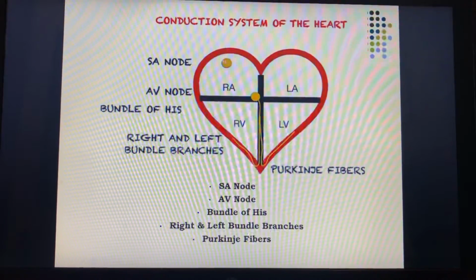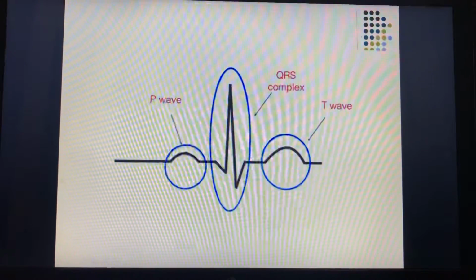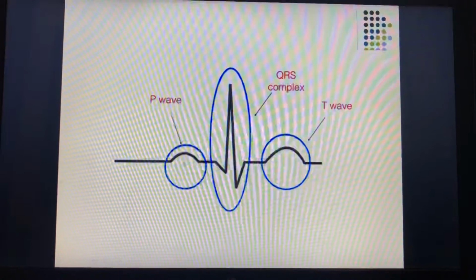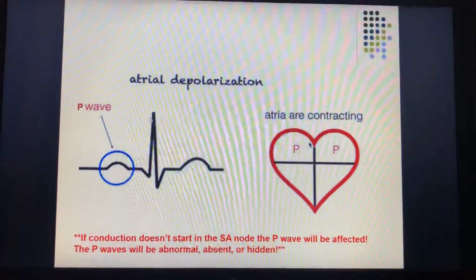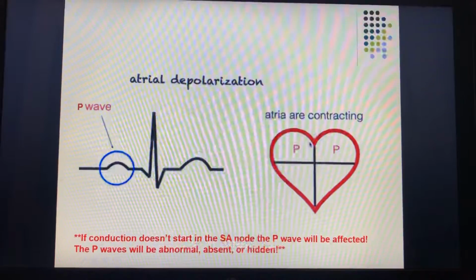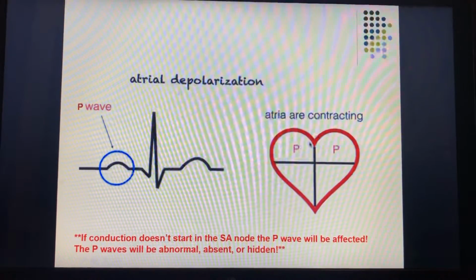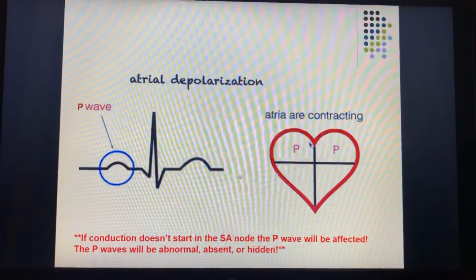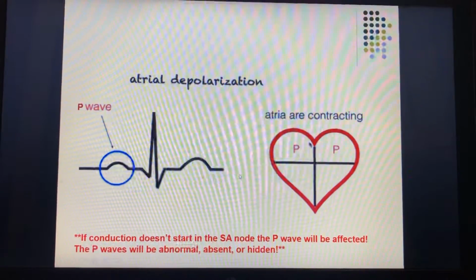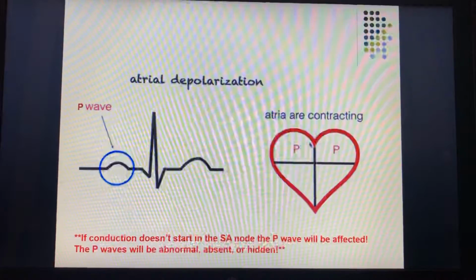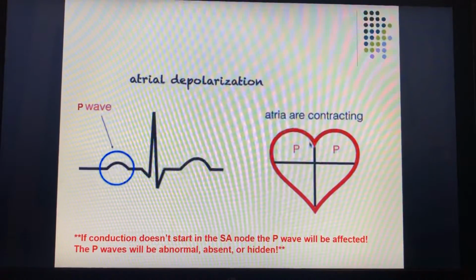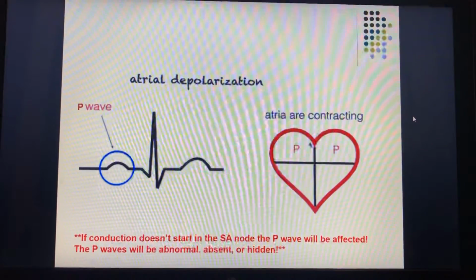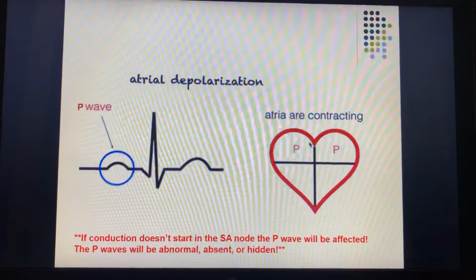Do you remember what happens with the SA node? Which one of these is going to be affected? Right, our P wave is going to be affected because it's not starting in the SA node. The P wave is atrial depolarization. The atria are contracting. So, if the conduction doesn't start in the SA node, the P wave will be affected. The P waves will be absent, abnormal, or hidden. Okay? Are you following? So, atrial, no SA node, P waves affected. Okay?